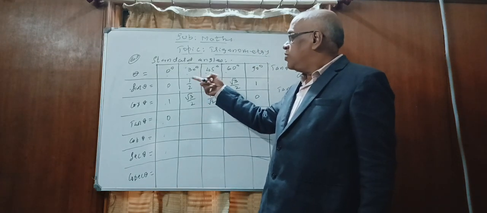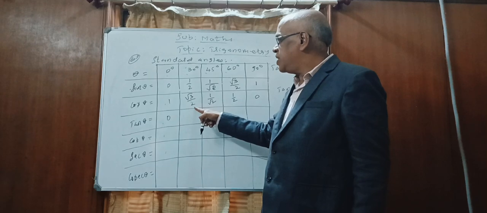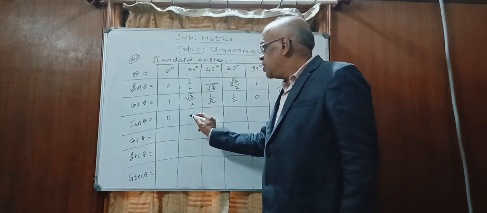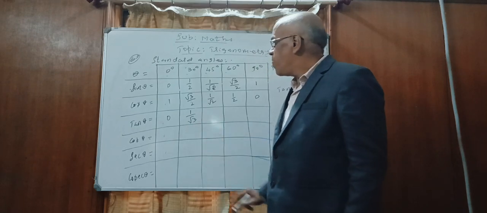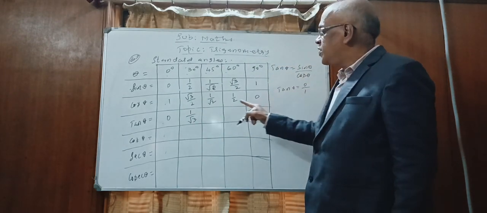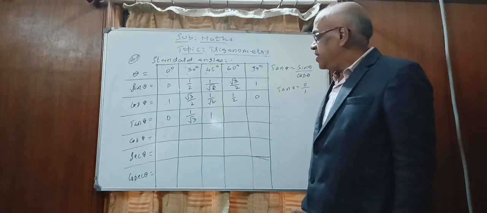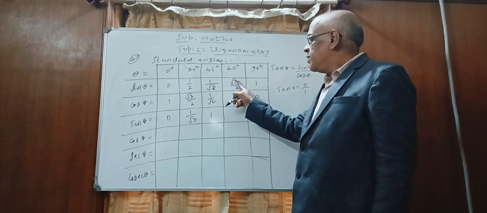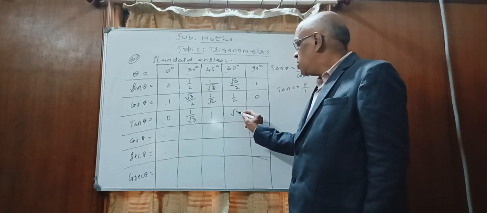Then, the same concept applies for tan 30. Sin 30 by cos 30, the 2 is gone from the denominator. What is tan 30? 1 by root 3. Then tan 45, sin 45 by cos 45, 1 by root 2 by 1 by root 2. Both numerator and denominator are the same, they get cancelled, so 1. Here tan 60, the 2 gets cancelled in the denominator, root 3.